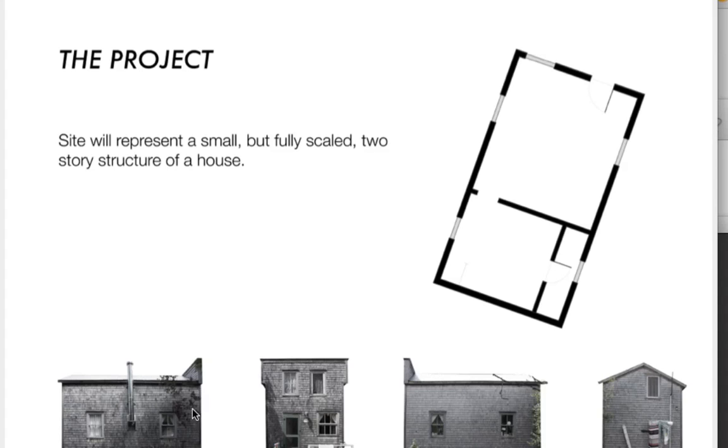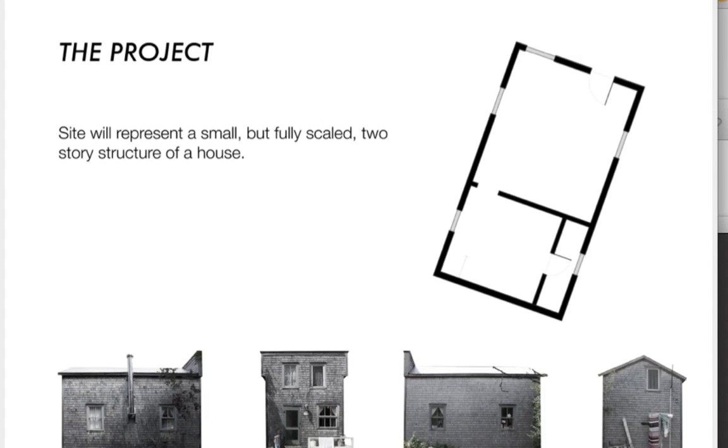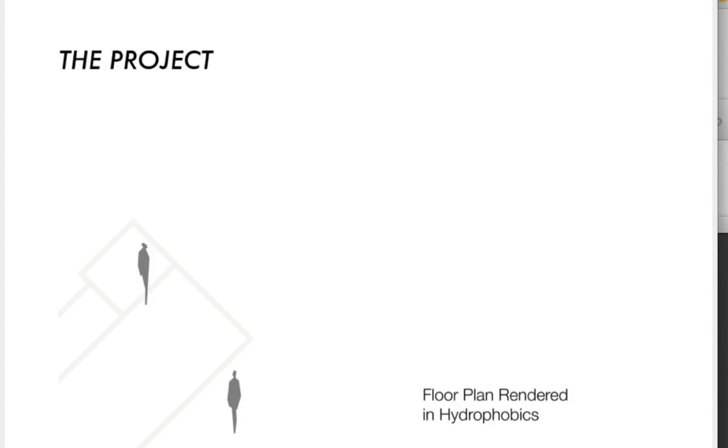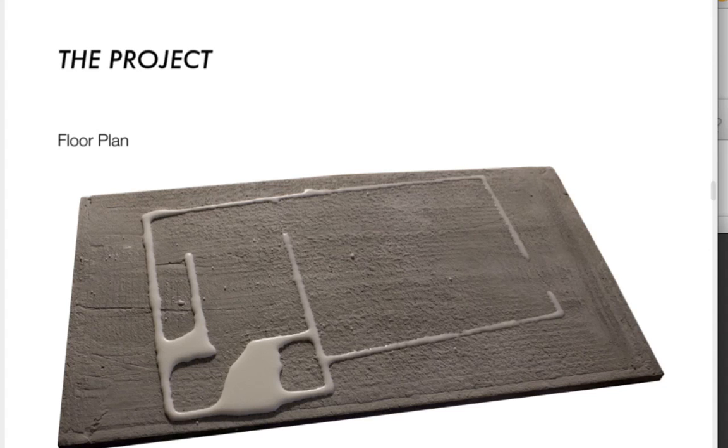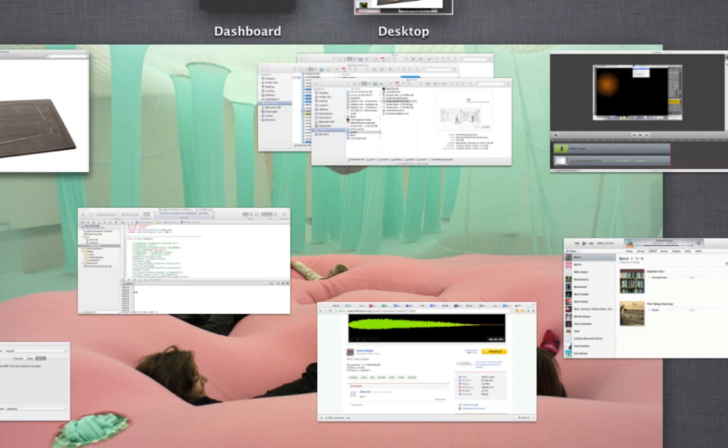So this is actually the original house that the dimensions are based off of. We're using three elements to represent the house. One is a floor plan rendered in regions of water. Two is a directed sound system, and that's what I'm going to be showing today. And then a system of hanging fabric. Here's a closer look at what it would look like to render a floor plan in water. But today I'll be talking about the sound.